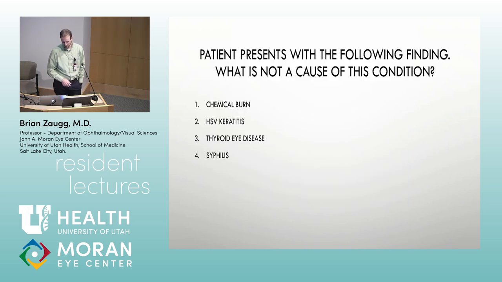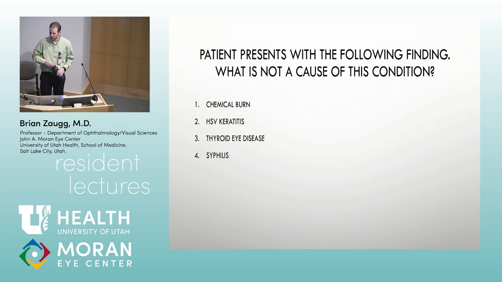Okay, so patient presents with the following condition. What is not a cause of this condition? Thyroid eye disease. Good. Thyroid eye disease can cause chronic eye irritation, right? But it's usually just going to cause a marginal neovascularization right at the edge of the cornea. But interstitial keratitis can be caused by any of this stuff. So you're thinking something that causes infection or really bad inflammation of the ocular surface. So a chemical burn can do it.